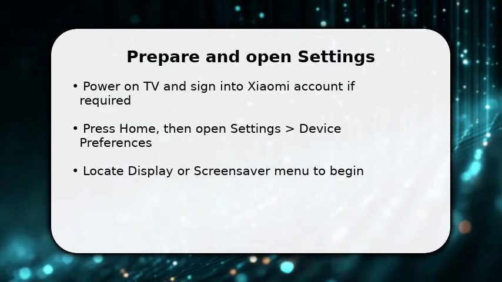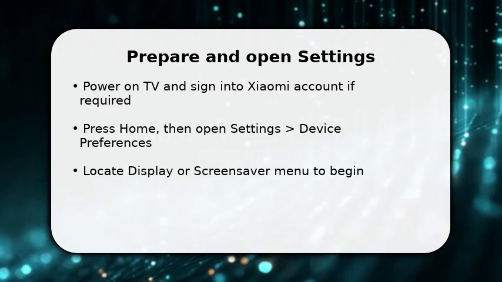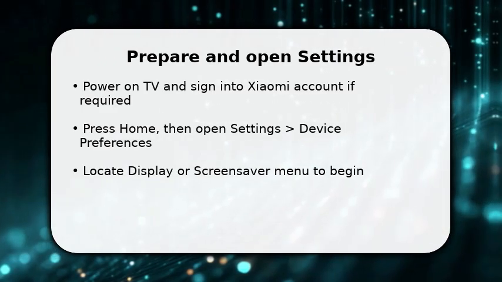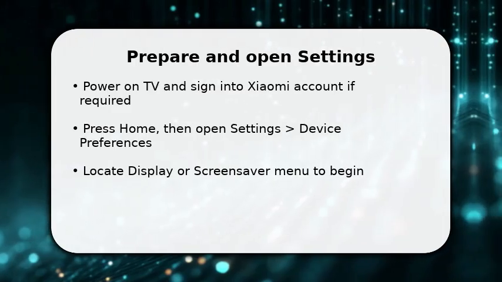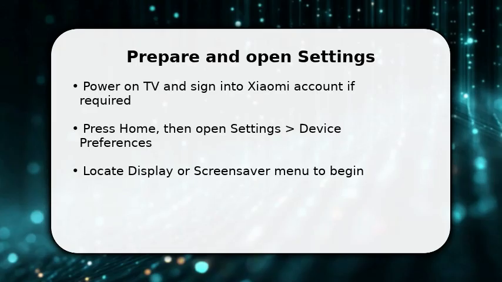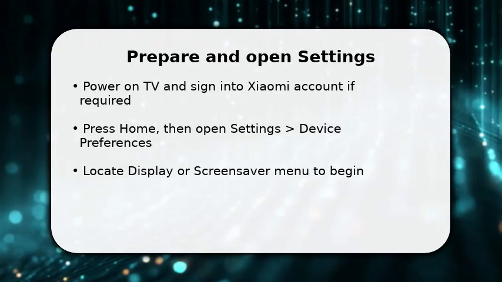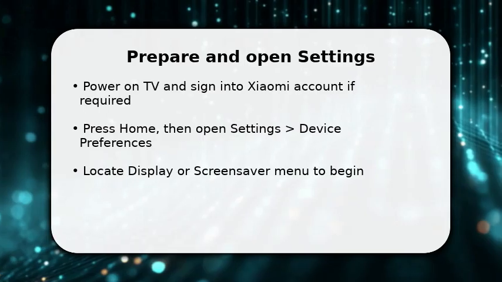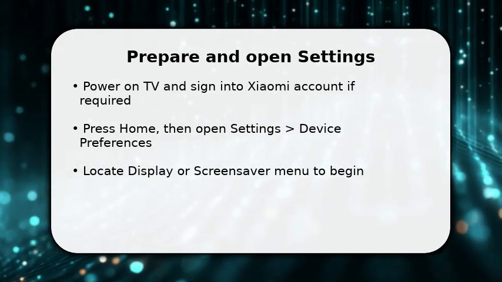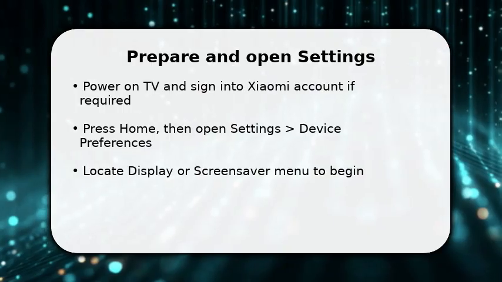Power the TV and go straight to settings. You need a Xiaomi account only if cloud wallpapers are used, otherwise local options work. Navigate home, select settings, and open device preferences. This groups display controls in one place. Once done, find display or screensaver. That's where the active image is live.